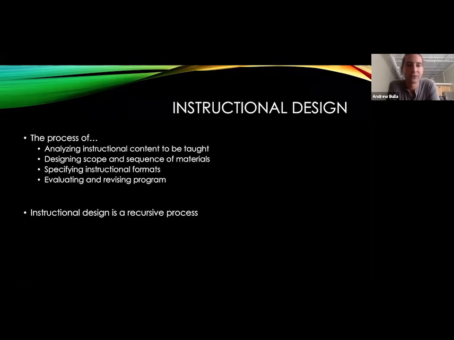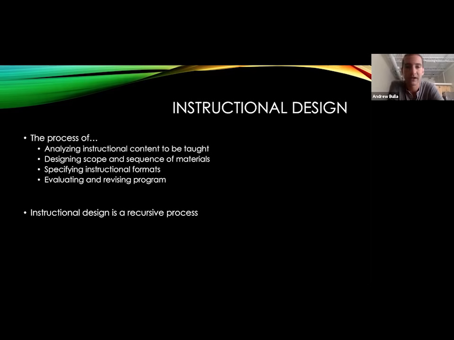So instructional design really is the process of analyzing instructional content that you want to teach. So what are the features of instructional content that are important, and how do we analyze to ensure that we have the appropriate stimulus control for the types of learning we want to have? We then want to design a scope and sequence of materials. So this is going to be sequencing and ordering our instructional content.